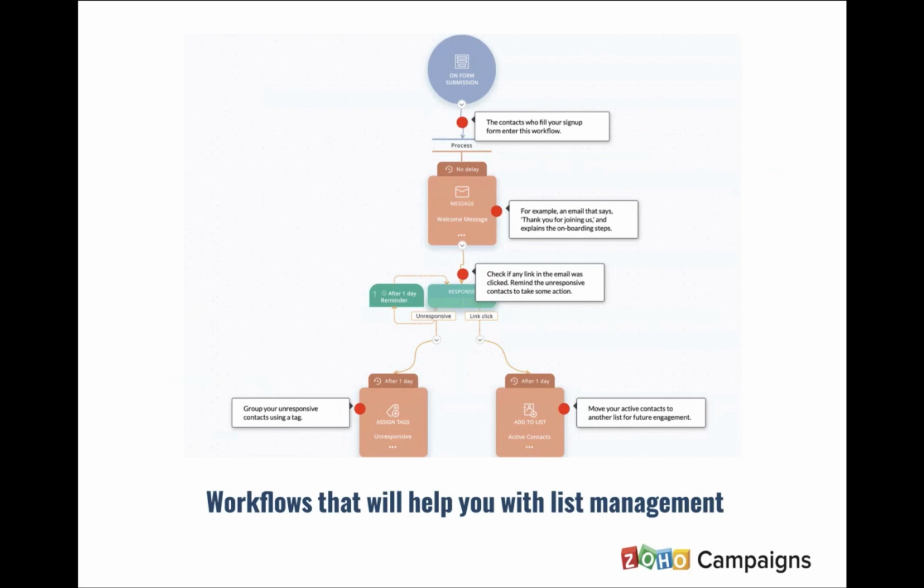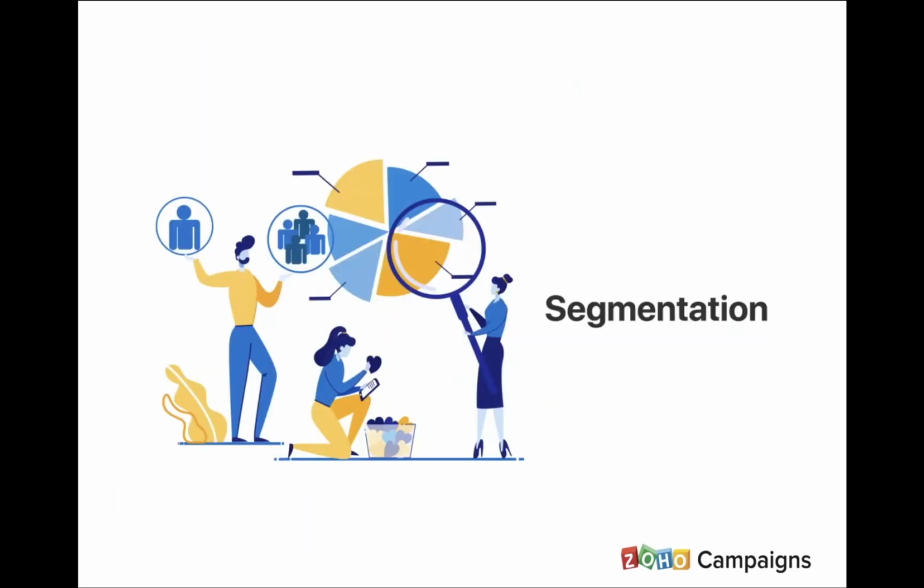The people who are responsive, you can send them a confirmation email or something like that, or you can take them to the next set of emails. The people who are not responsive, you can send them a reminder email, and then see if they are still responsive or not, based on which you can make your decision, trim your list and manage them properly. Since we talked about list management, we also need to take a look at segmentation.